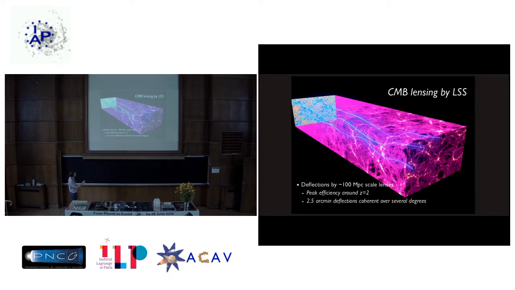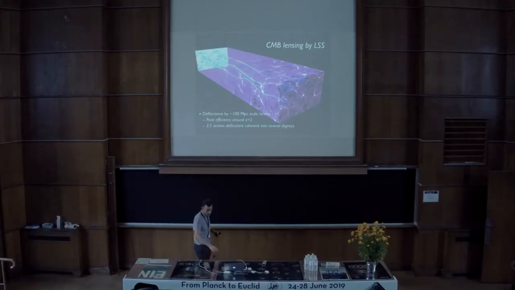If you imagine putting lenses at all distances, the lensing efficiency is greatest when, in terms of comoving distance, you're halfway between the source plane and the observation plane. That corresponds to a redshift of about 2. So we're sensitive to these very large-scale lenses at high redshift, and amongst all lensing probes currently, that makes CMB lensing rather unique. If you work this through, you expect small deflections, a couple of arc minutes in size, but coherent over several degrees on the sky.